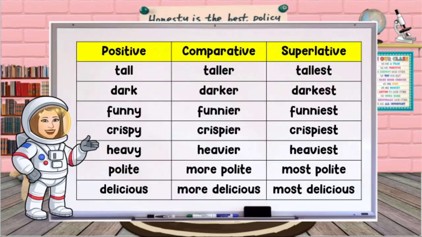This table shows the positive, comparative, and superlative degrees of comparison of some adjectives. Examples: tall, taller, tallest; dark, darker, darkest; funny, funnier, funniest; crispy, crispier, crispiest; heavy, heavier, heaviest; polite, more polite, most polite; delicious, more delicious, most delicious.